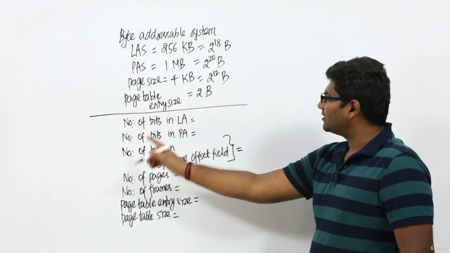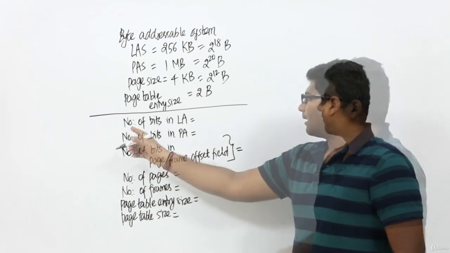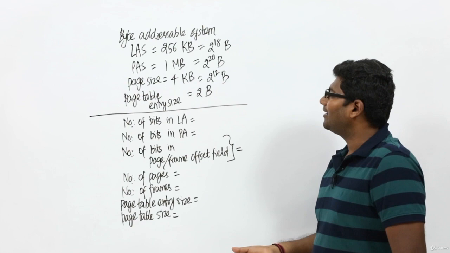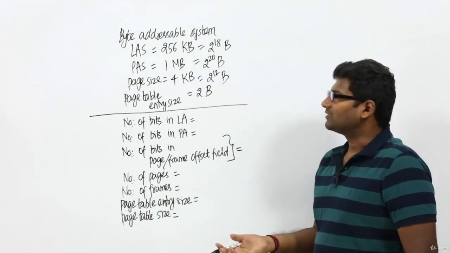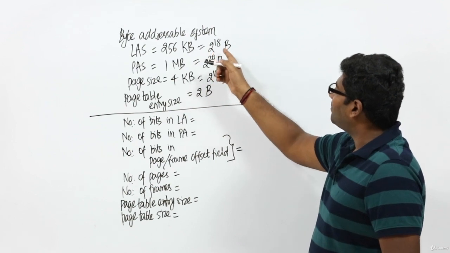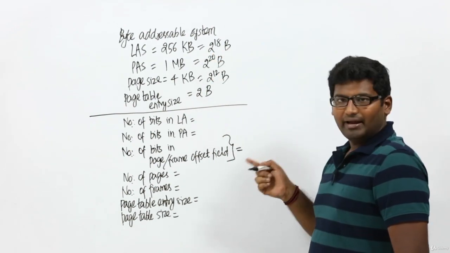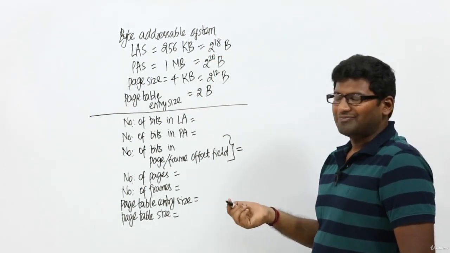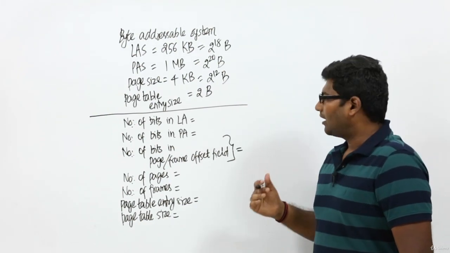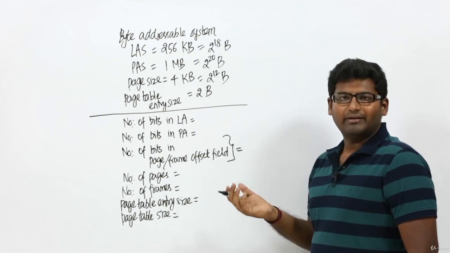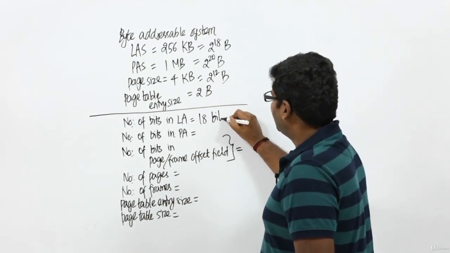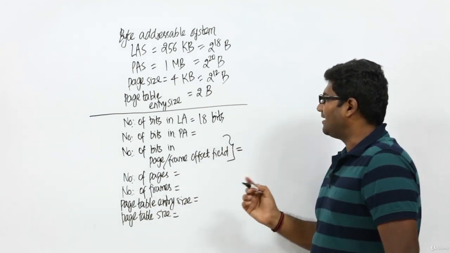Now they are asking all these questions, and we need to answer them. Number of bits in logical address. The number of bits in logical address depends on the logical address space. The logical address space has 2 power 18 bytes, and every byte will be given an address, which means we need 2 power 18 binary addresses. In order to generate 2 power 18 binary addresses, we need 18 bits. So the number of bits in logical address is nothing but 18.